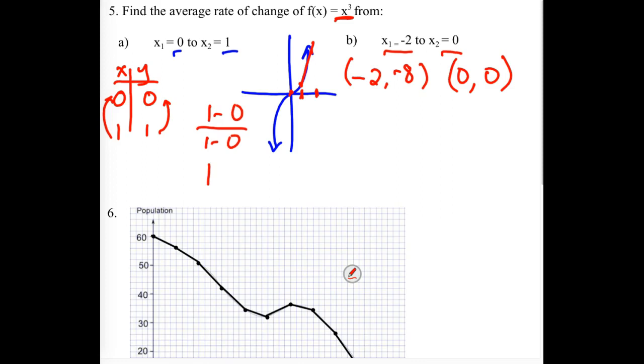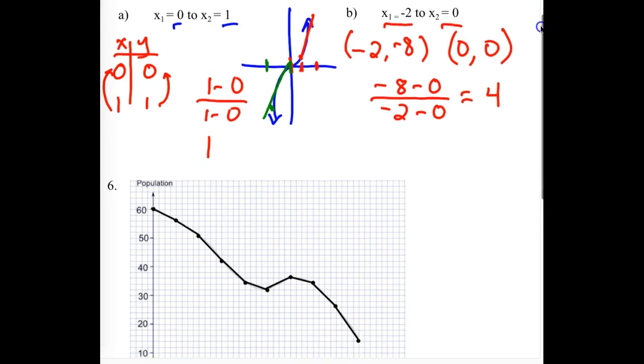We're going to subtract our y coordinates, so -8 minus 0. For the denominator, we're going to have the x coordinates, -2 minus 0. What do we end up with? A rate of change of 4. So between 0 here on our graph and -2, we have a positive 4 slope, or rate of change. All right, our last question.